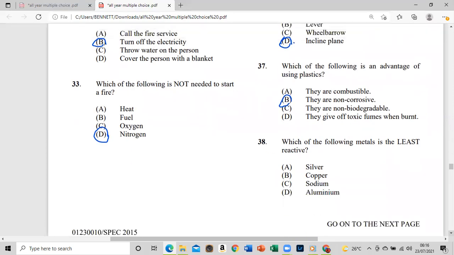Which of the following metals is the least reactive? Silver, copper, sodium, or aluminum? And that would be silver. Let me put some silver in a piggy bank.